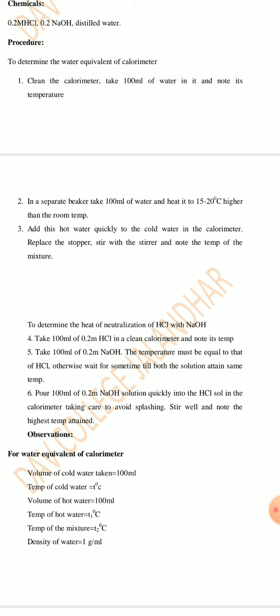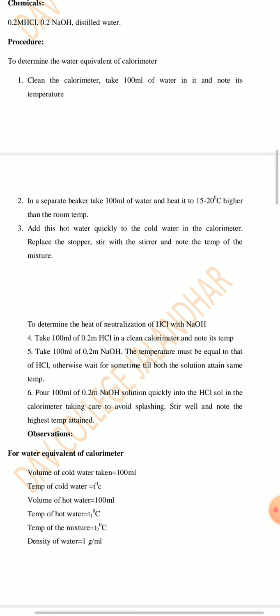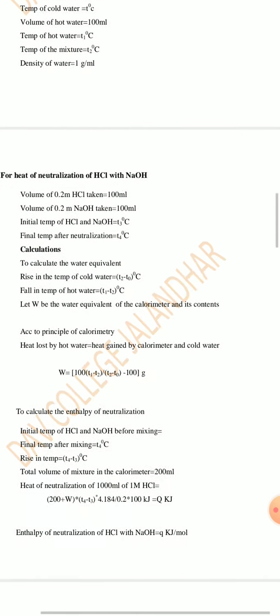For the water equivalent of the calorimeter: the volume of cold water is 100 ml, and the temperature of cold water is T0 degrees Celsius. Next, the volume of hot water is 100 ml, the temperature of the hot water is T1 degrees Celsius, and the temperature of the mixture is T2 degrees Celsius. The density of water is 1 gram per ml.